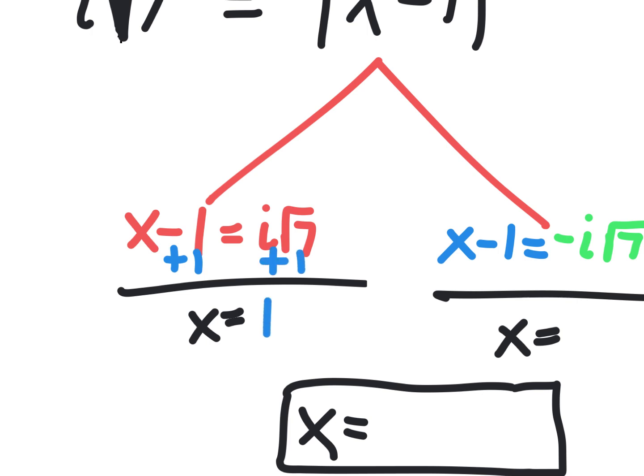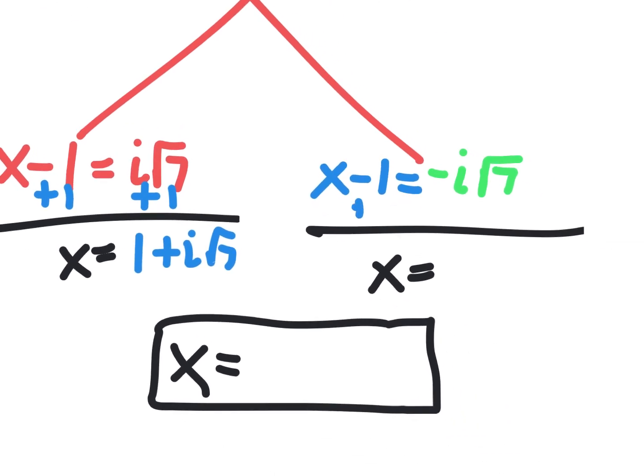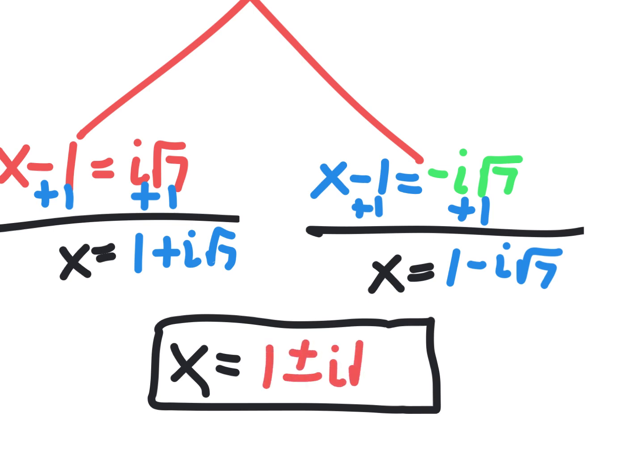And you have 1 plus i root 7. And on the other one, we add 1, and we have 1 minus i root 7. Now, you can reverse those if you want, but if you put it the way I did, then you can really easily see it's 1 plus and minus i root 7. Who had that right? Nice.